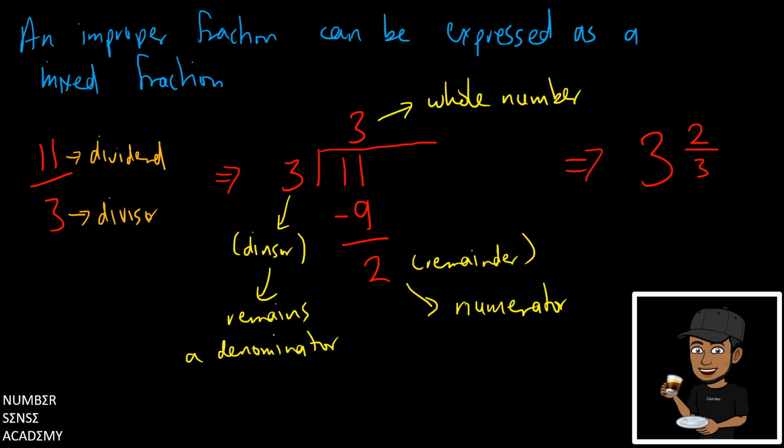All right, so remember that if you want to convert an improper fraction to a mixed fraction, you set up your operation. The quotient becomes the whole number, the remainder becomes the numerator, and the divisor remains the denominator.